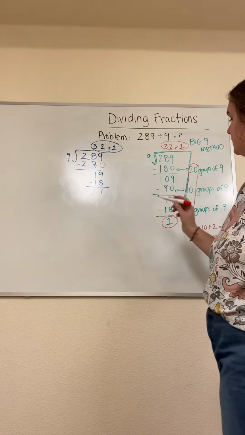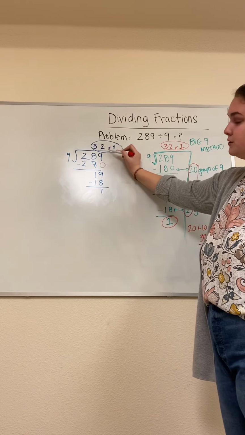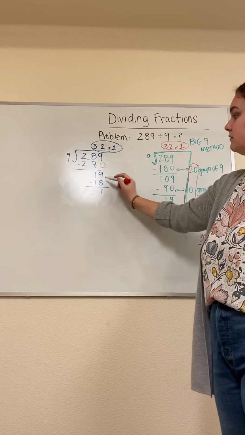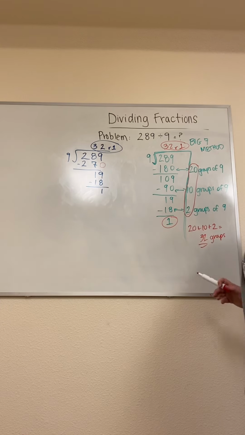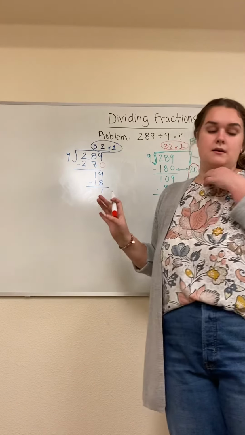And you can also see how it relates here with the 2 groups, because this is actually 2 in the ones place. 2 times 9 is 18, which gives us the remainder of 1, which we did the same thing here. We have 2 groups of 9, which gives us 18, and then we have that 1 left over. So you could see pretty easily how those relate.